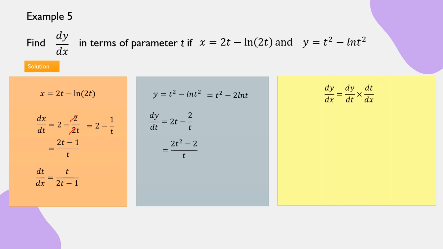Therefore, dy/dx equals dy/dt times dt/dx. dy/dt equals (2t squared minus 2) over t, times dt/dx, t over (t minus 1). So we can cancel t and t. So we get the answer (2t squared minus 2) over (t minus 1).